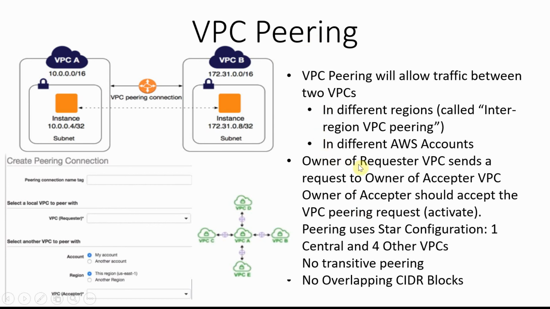In the demo I will show you this, but typically if I want VPC A to talk to VPC B, then the owner of the requester VPC should send a request to the owner of the acceptor VPC. Let's say A to B: this one will be the requester and this one will be the acceptor. From A I need to send a request, and the owner of B should accept it. Then they both can talk to each other. Only then will the line be activated.